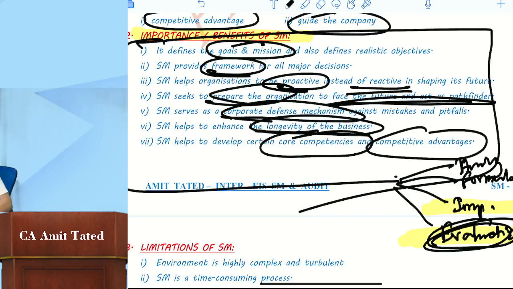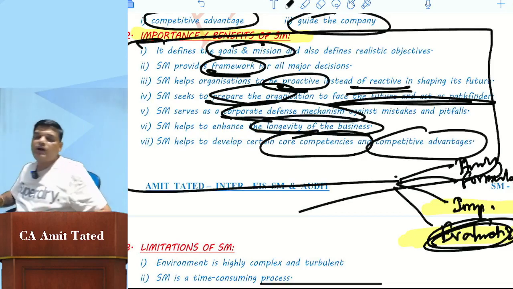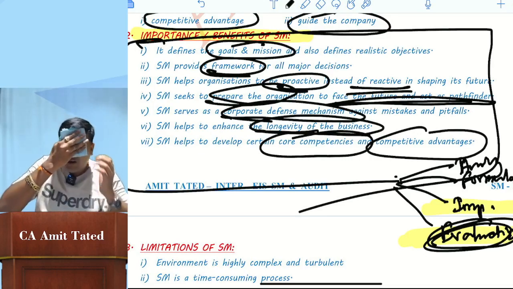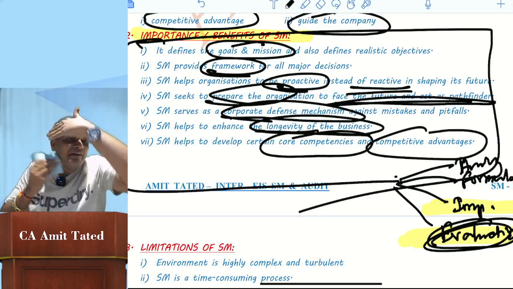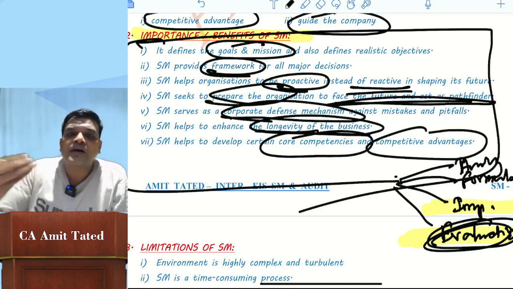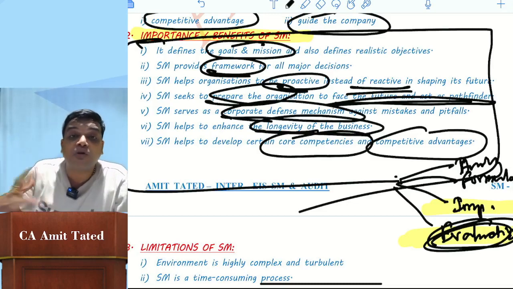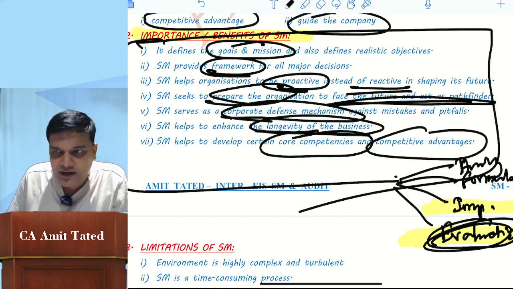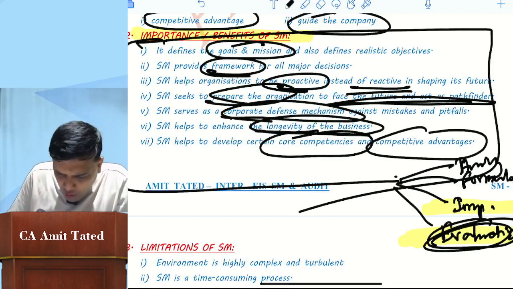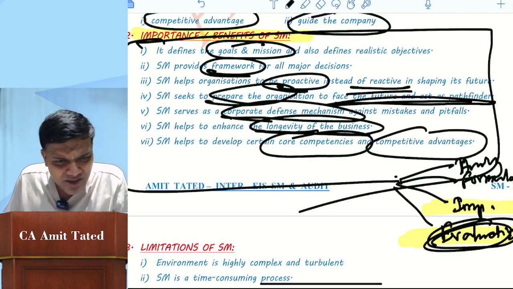Core competency and the competitive advantage. Competitive advantage means what? I think competitive advantage is already clear now. You are having more than average profit compared to others. You are getting more profits than others in the industry. That's called the concept of competitive advantage. More of core competency and competitive advantage will be coming in chapter 2.